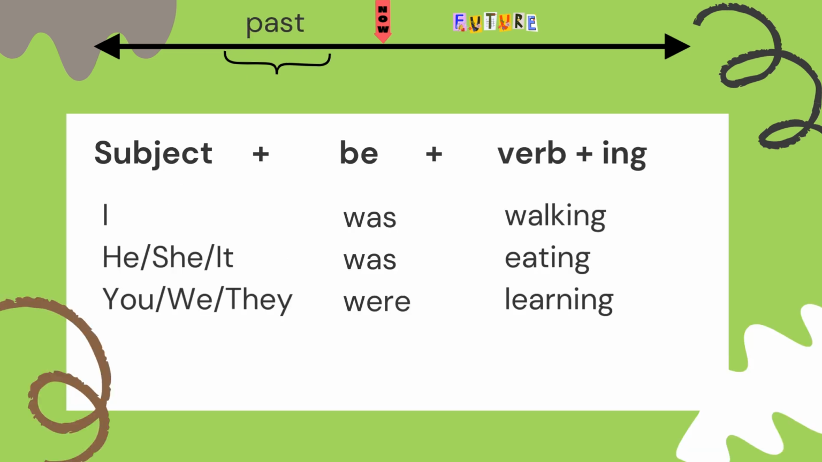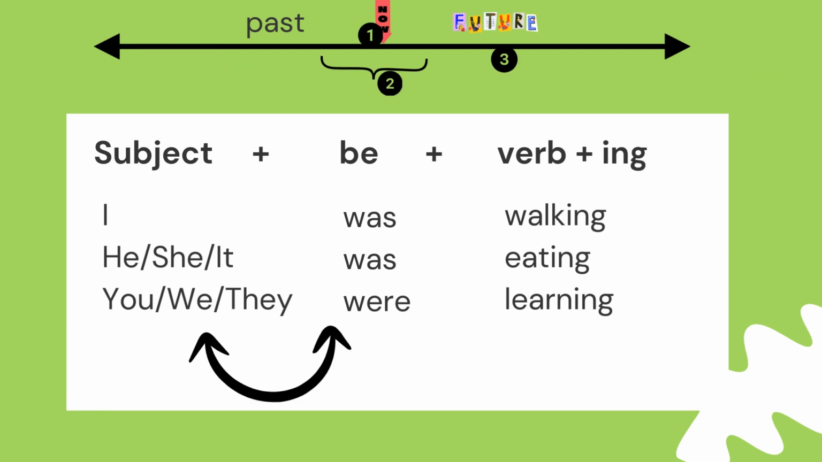So you have a subject: I, he, she, it, you, we, they. The verb be, was or were, and your action verb with ing. I was walking, he was eating, you were learning. Now, if we want to make a question, we swap them around. We say, was I walking?